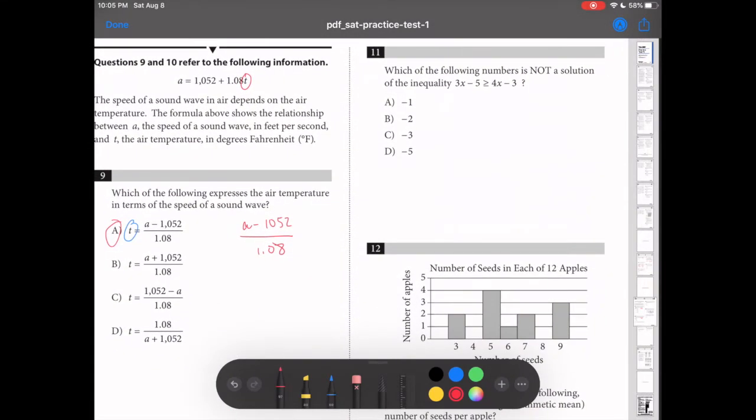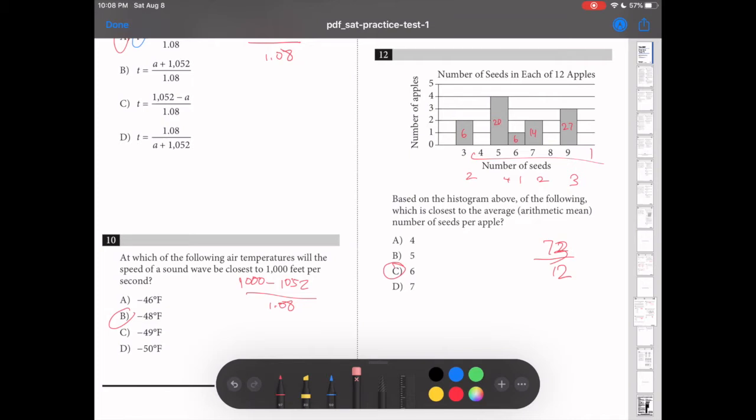Alright, 11. Inequalities. The key to solving inequalities is basically just to treat them like an equal sign, but be aware of the sign. If you simply do this, you should be able to isolate 4x minus 3x, and you'll get x less than or equal to, make sure you watch the sign, -5 plus 3, remember to flip the sign, is going to equal -2. So x less than or equal to -2. A is not good.